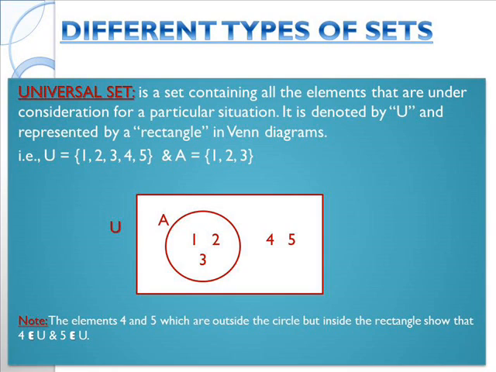Here it is to be noted that the elements 4 and 5 are outside the circle, which means that they are not an element of set A. Set A contains 1, 2, 3. 1, 2 and 3 are a part of universal set, but the universal set also contains 4 and 5. So the elements 4 and 5, which are outside the circle but inside the rectangle, show that 4 and 5 are elements of the universal set.